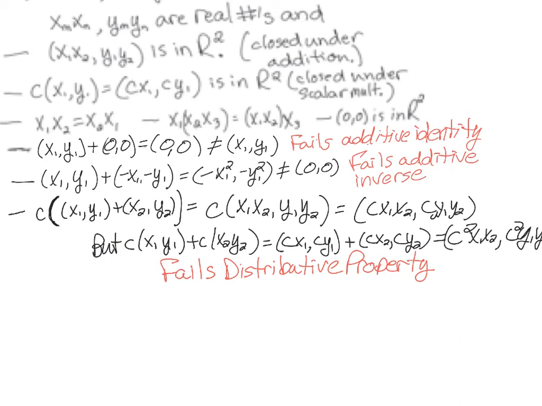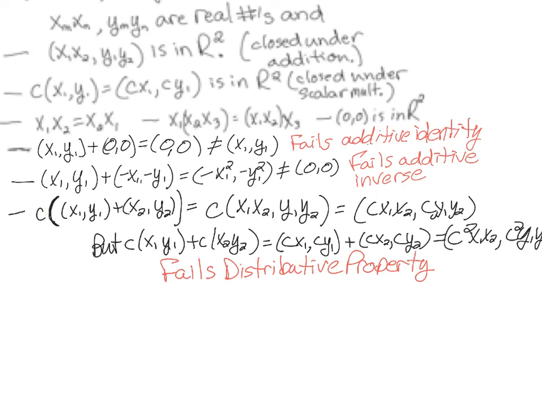If you're showing that something is not a vector space, you only have to come up with one reason. I just wanted to show you more than one. In this case, when you have a point and you add its opposite, you don't get 0, 0. So it fails the additive inverse property.